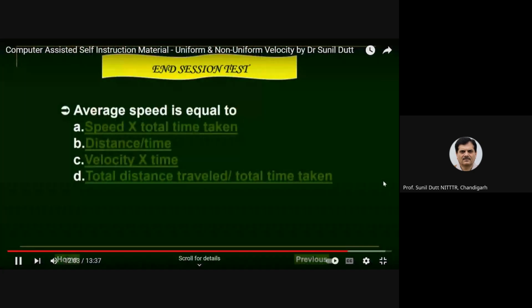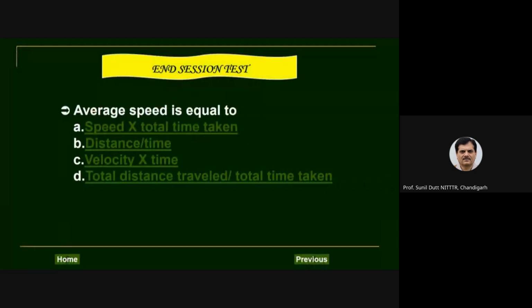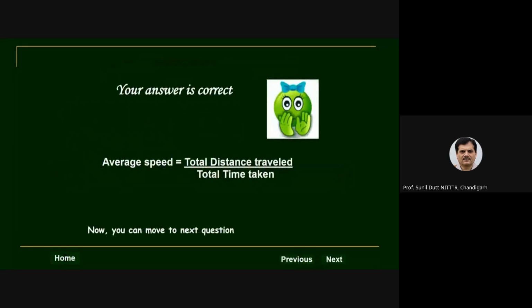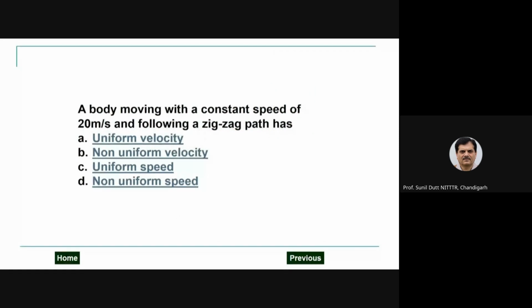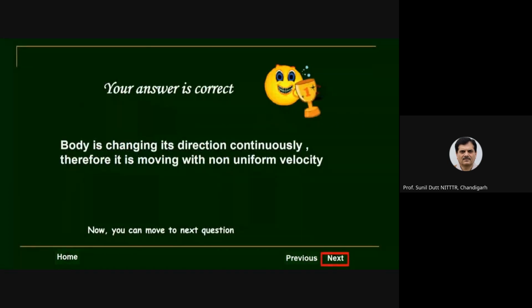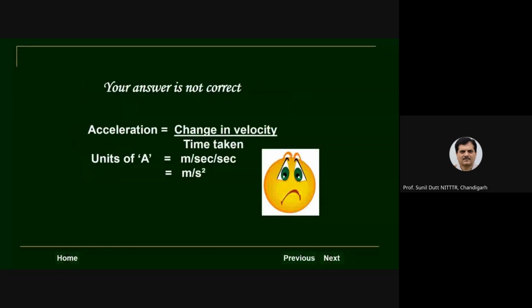Now, end session test: average speed is equal to... say the answer is D. So your answer is correct. Okay, your answer is being reinforced. A body moving with a constant speed of 20 meter per second and following a zigzag path has, say, non-uniform velocity. Say the answer is B. Your answer is correct. Next, the SI unit of acceleration is, say, meter per second square. Say you have chosen B as the answer. It will say that your answer is not correct, because this is the unit of acceleration. So your answer is not being reinforced.